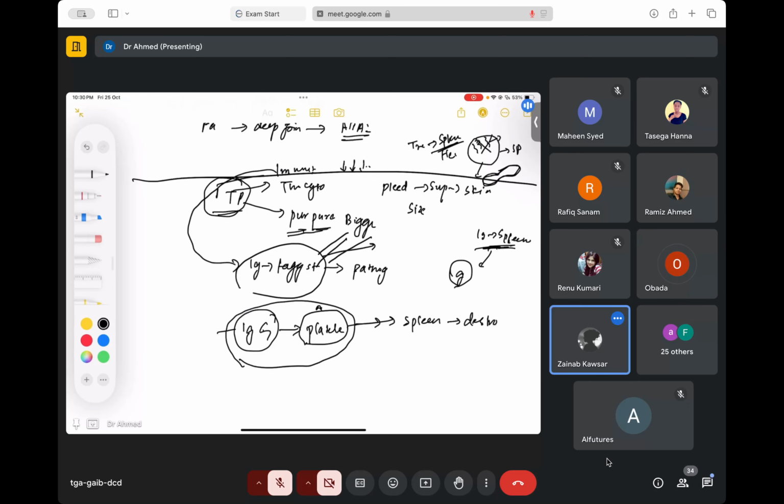So in this case, if your spleen is making your IgG, and this IgG bound with platelets comes to the spleen for their destruction, can I just remove their spleen in order to help them?